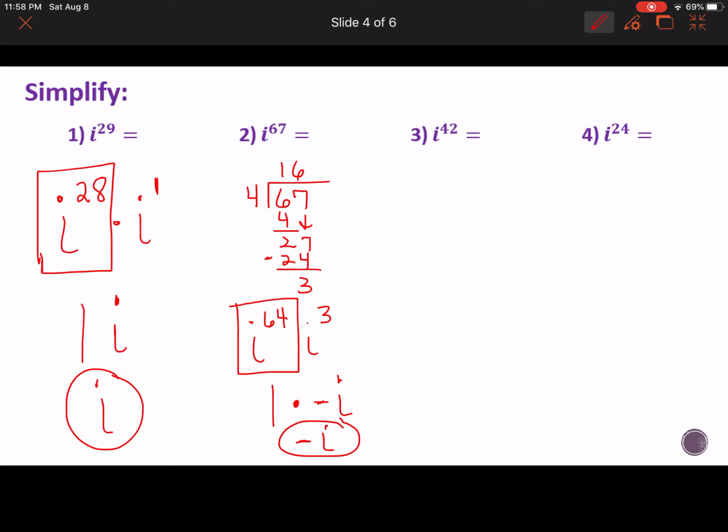For i to the 42, that can be broken down to i to the 40 times i squared, which is 1 times i squared, which is negative 1. So our final answer is negative 1. And lastly, we have i to the 24, and 24 is a factor of 4. So I know simply that that is just going to equal positive 1.